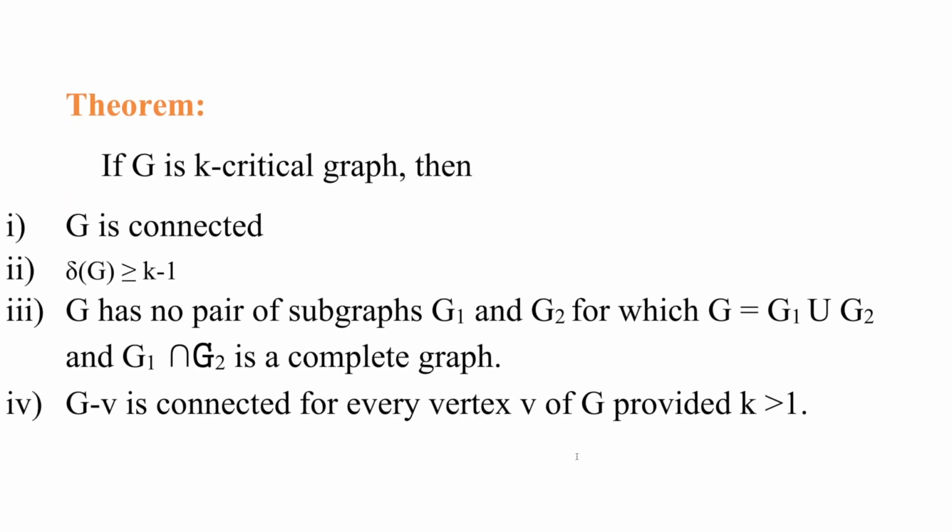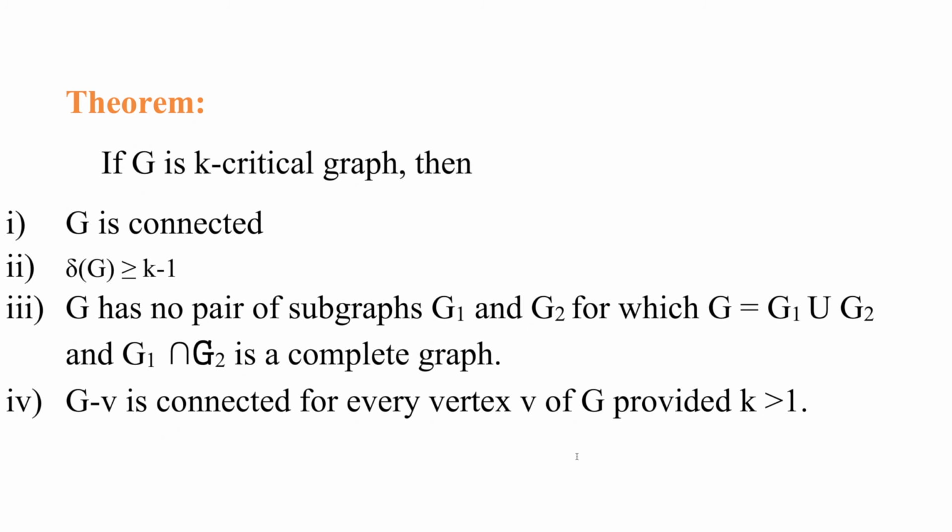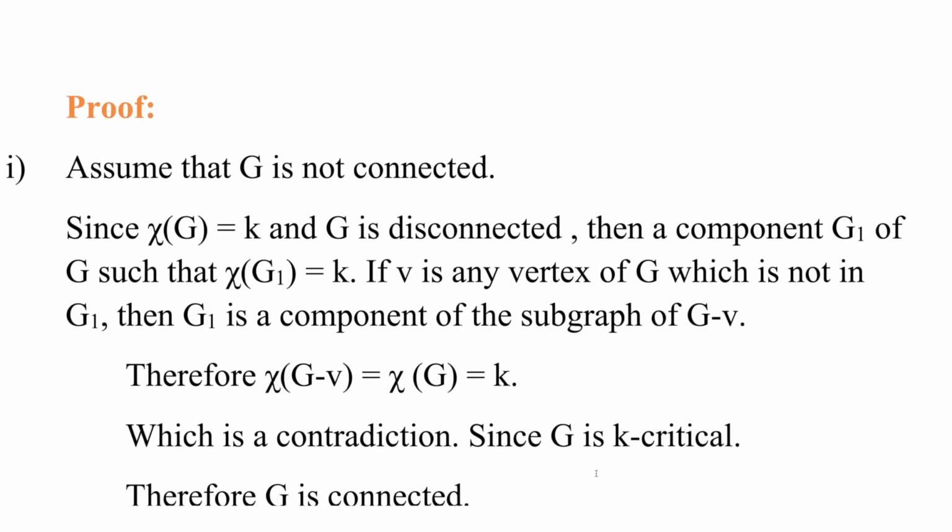Let us see some more theorems. If G is a k-critical graph, then G is connected, the first statement. The next statement: delta of G is greater than or equal to k minus 1. The third one: G has no pair of subgraphs G1 and G2 for which G is equal to G1 union G2 and G1 intersection G2 is a complete graph. Fourth statement: G minus V is connected for every vertex V of G, provided k is greater than 1. We are going to prove the first statement.